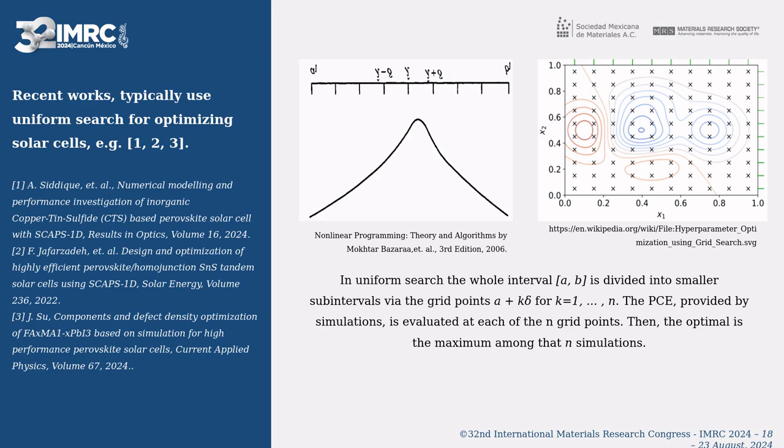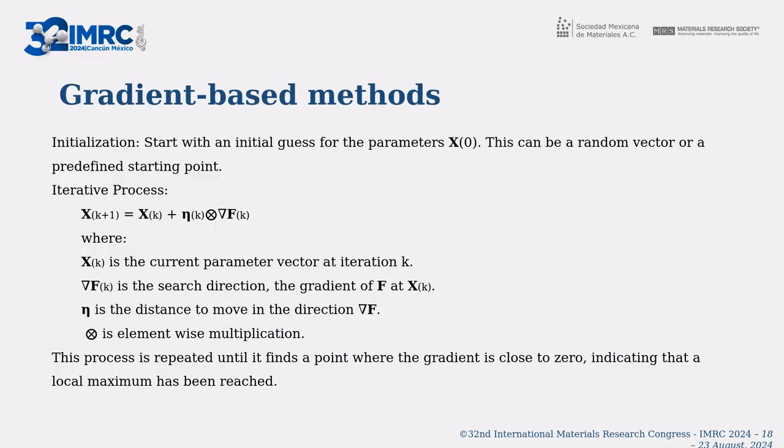Uniform search is easy to understand and implement. However, it can be computationally expensive, particularly when dealing with higher dimensions. For example, when we deal with more than two variables. As the dimensionality of the parameter space increases, the method becomes less feasible due to the curse of dimensionality. Despite these disadvantages, uniform search remains popular.